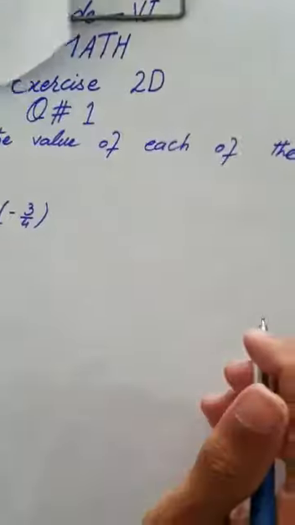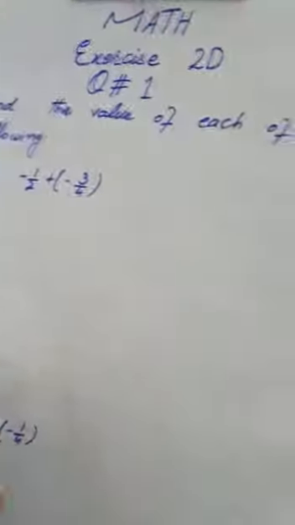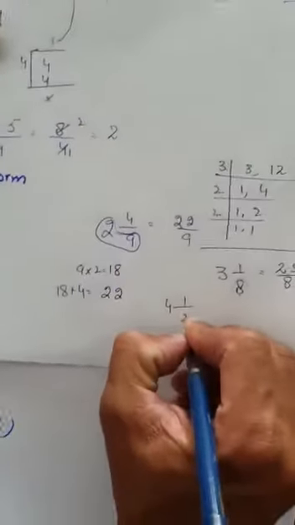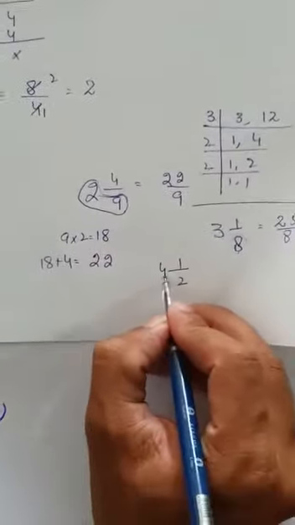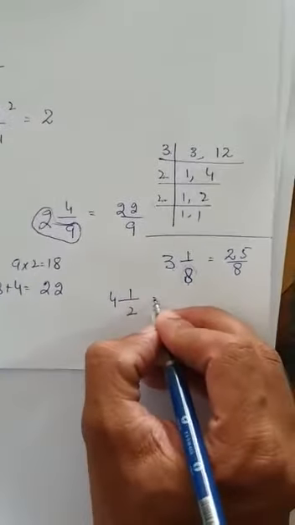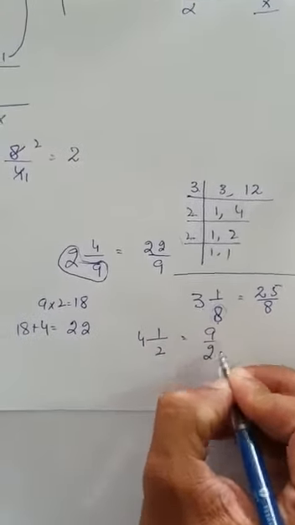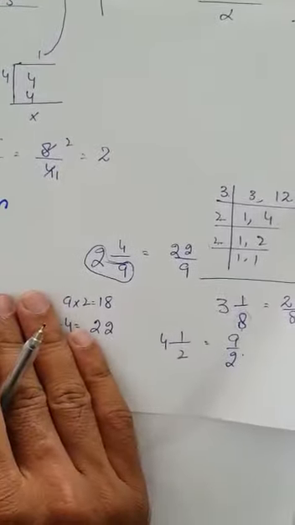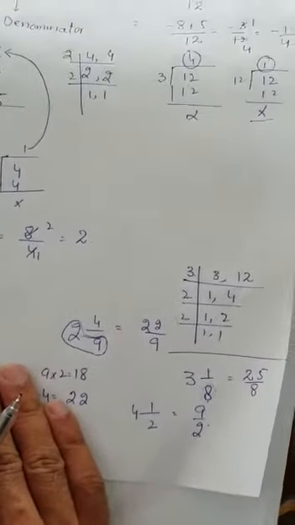Okay, one more. Let's try one more fraction of this kind. Here we have 4 and 1 over 2. First of all, we multiply this 2 by 4. 2 fours are 8 plus 1, 9 over 2. Okay, hope so now the concept of fraction and the mixed form of fraction is clear to you.